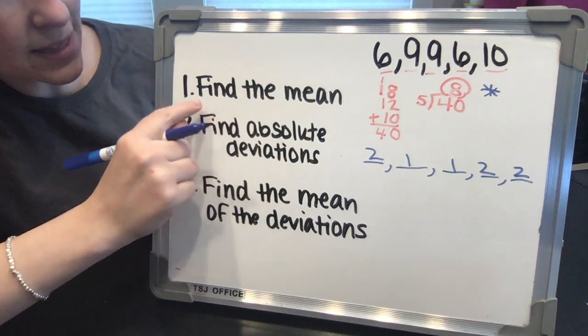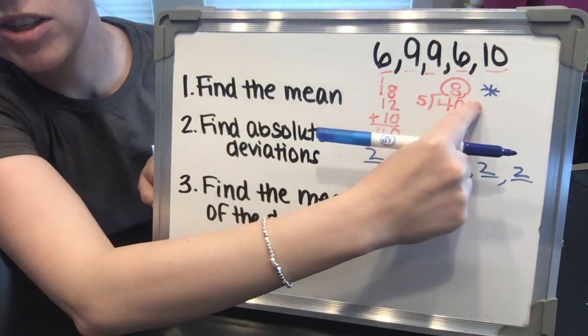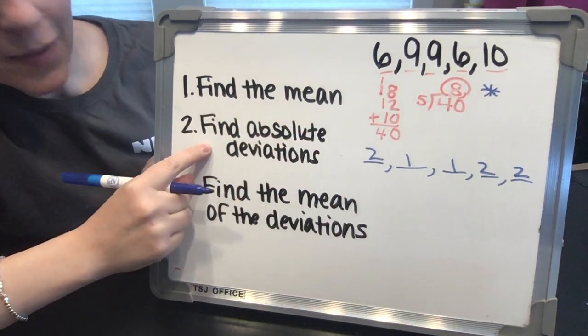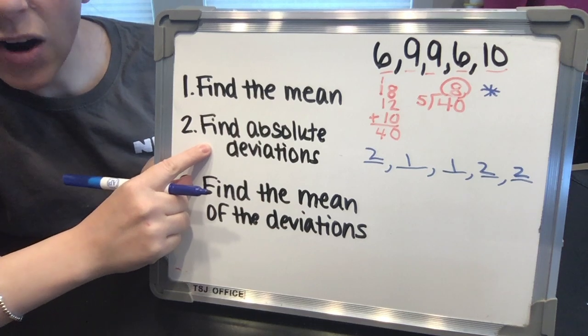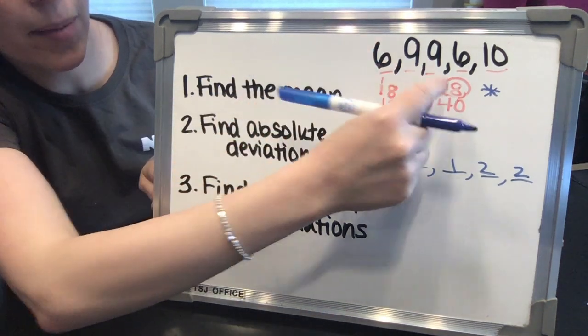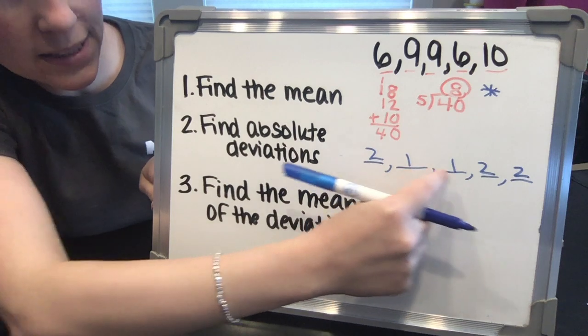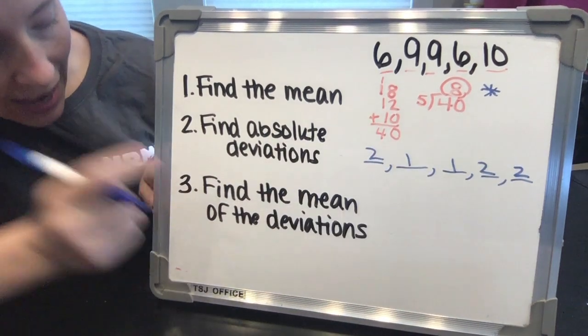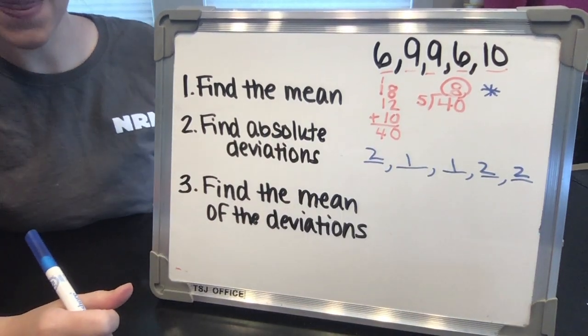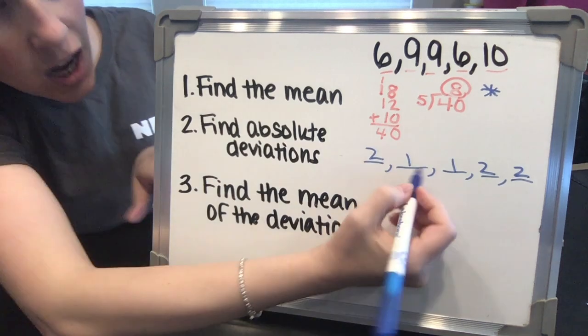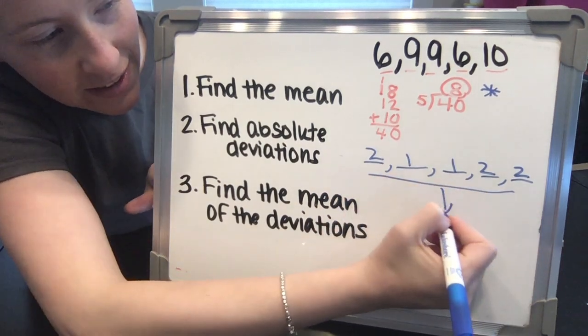So we have done step 1. We found the mean or the average. Average age was 8. We found the absolute deviations. How far away was each number from that 8? We got 2 steps away, 1 step, 2 steps, and 2 steps. And our last step is we need to find the mean or the average of this new list.